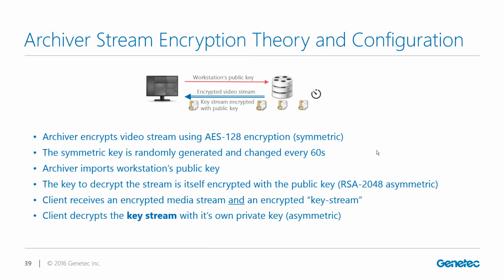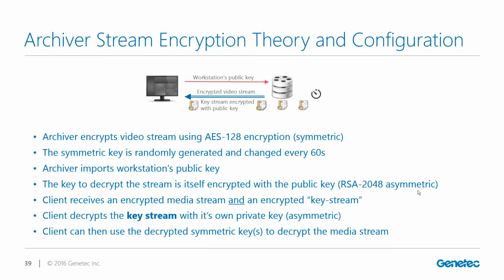Then, of course, once it's received on the client end, the client uses the private key that it has, the secure one that only the clients have, and it decrypts that key stream, and then uses that decrypted set of keys to decrypt the video stream that was done in symmetric encryption. So I hope that's clear. There's a lot of steps there, but we're going to look at some examples, and that's going to clear things up hopefully for you.